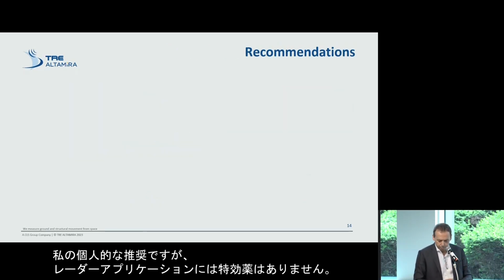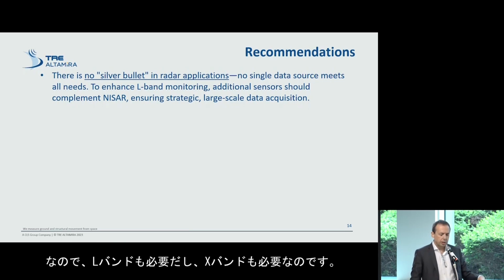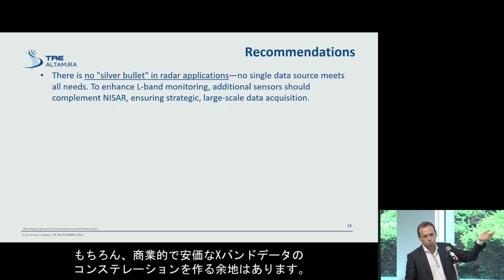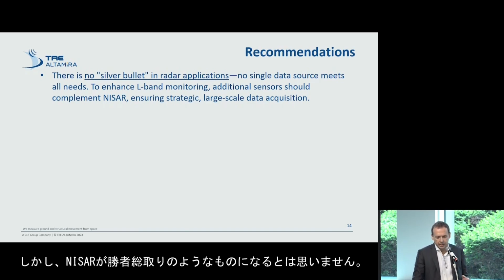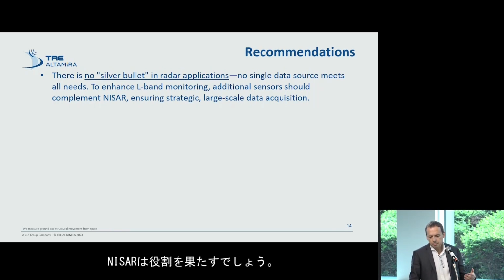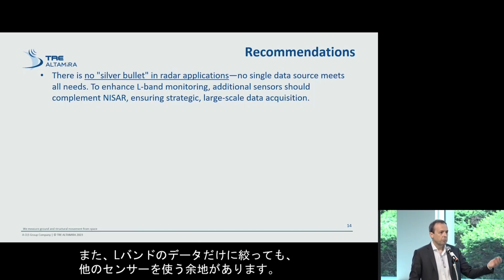So, coming to my personal recommendations, in my opinion, there is no silver bullet in radar applications. So we need L-band, we need X-band. There is room for, of course, commercial, cheap constellations of X-band data. And tomorrow will be, I'm sure, C-band and L-band. But I don't think InSAR will be a sort of winner taking all. InSAR will play a role, but there is room for absolutely ALOS-4, there is room for SAOCOM, and there is room for other sensors, even just focusing on the L-band data.